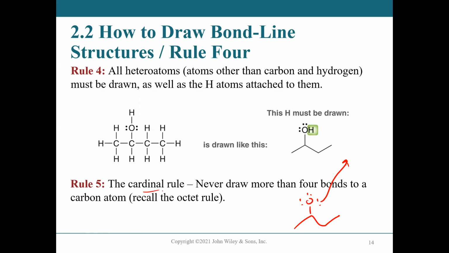And this is the cardinal rule. It says, so they actually should just say generally, and in this class you're probably not going to draw more than 4 bonds to carbon. I know you won't. But in other instances, it does happen.